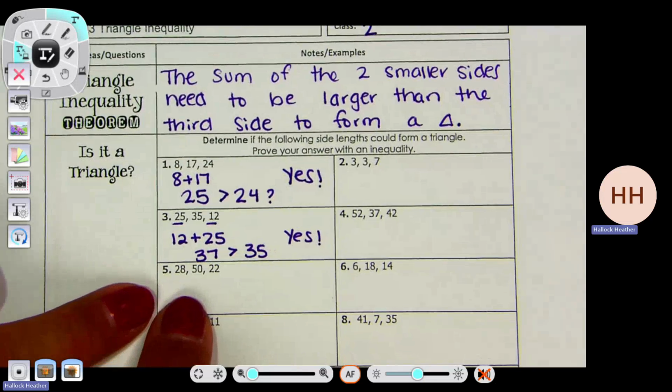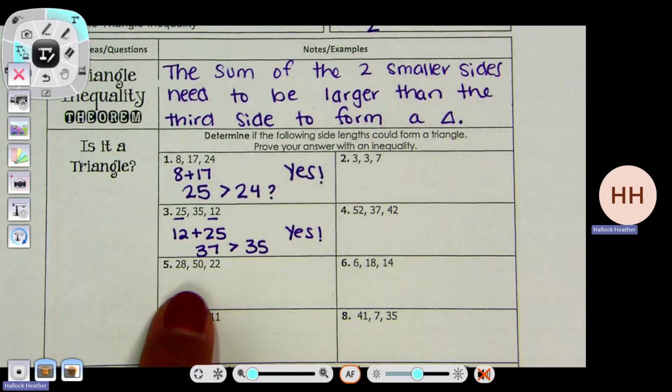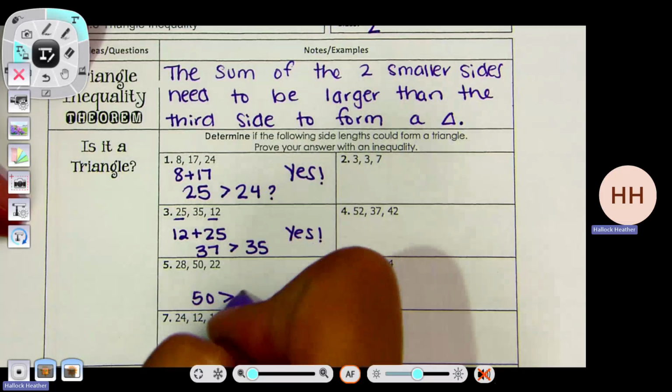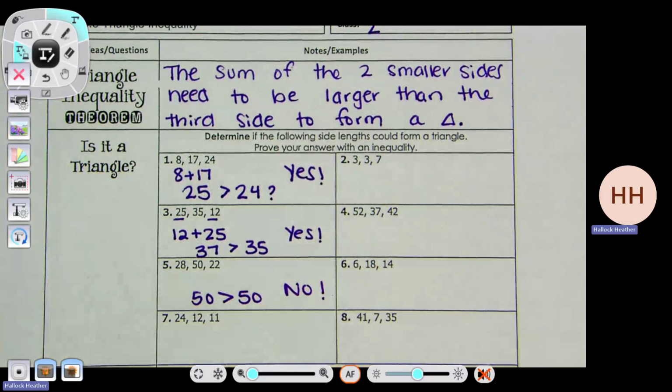So number 5, take a second in your calculator, add your two smaller sides together. What do you get? 40. 50. You get 50. Is 50 greater than 50? No, it is equal to. So we're going to say no, because it does not form a triangle, because it has to be greater than.